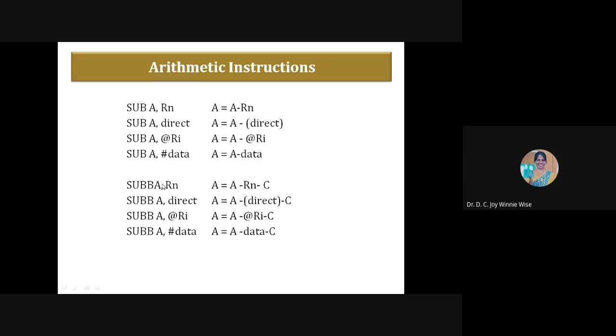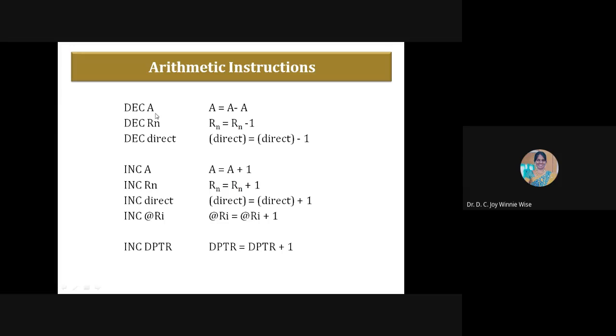And the next group of instructions is subtract with borrow. So the carry bit will be subtracted from the data. Here the destination is accumulator and the source is Rn, direct, @Ri, and #data. So these are the subtract instructions.